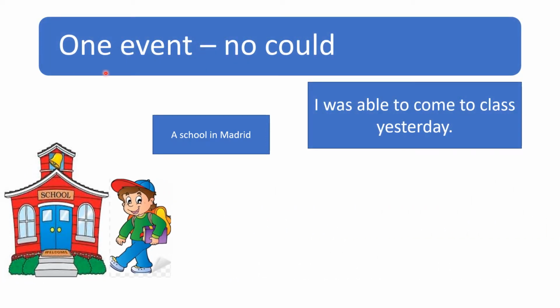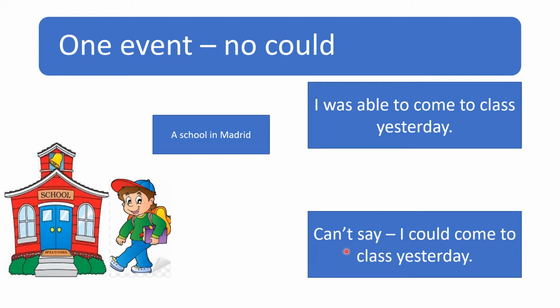For one event, a one time event, we shouldn't use could. We can only say, I was able to come to class yesterday. We are talking about a one time event, just one day, and not a regular event. So, we can't say, I could come to class yesterday.